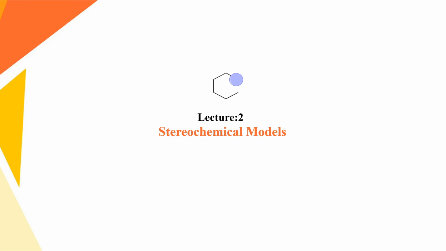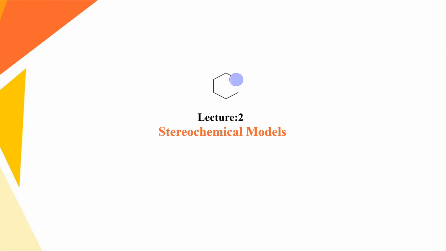Now, before entering asymmetric synthesis in detail, there are certain stereochemical models that help us predict which diastereomer will form as the major one. And honestly, from these stereochemical models, numerous questions have been asked in competitive examinations such as JAM, NET, or CSIR GATE, so this particular lecture is very important.